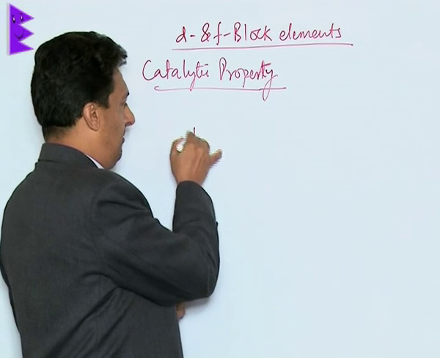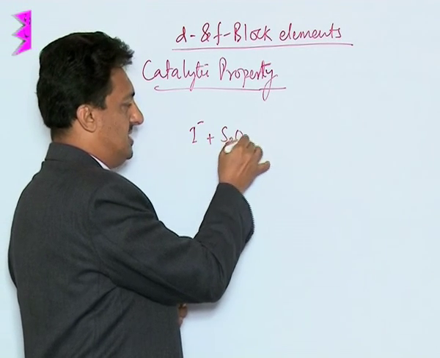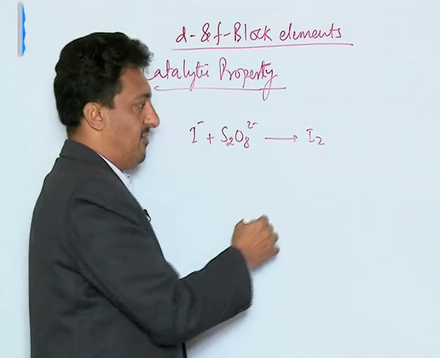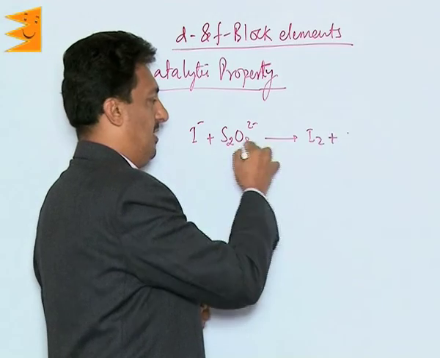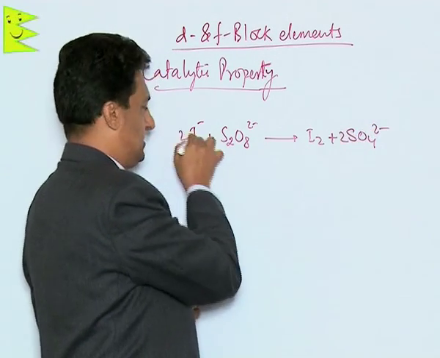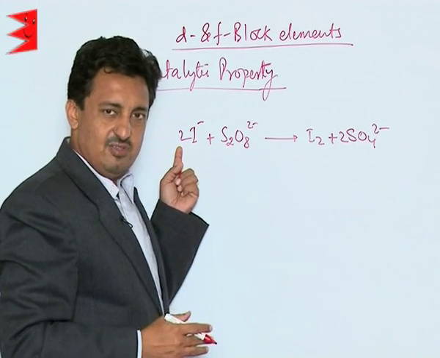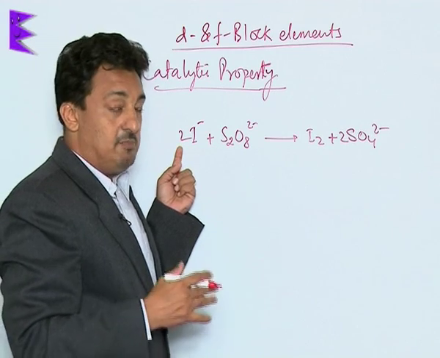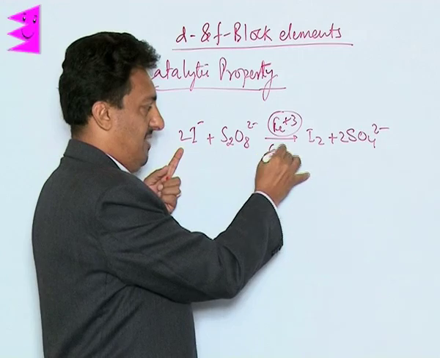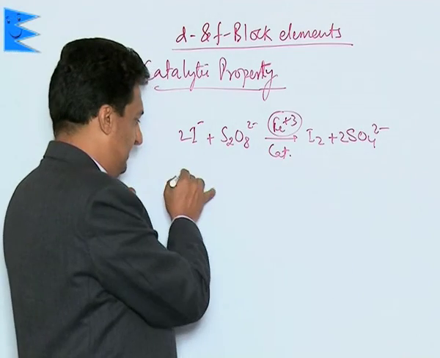Let's take a normal redox reaction between iodide ion and peroxydisulfate ion, in which iodide gets oxidized to iodine and peroxydisulfate gets reduced to sulfate. So it's like this. Now this normal redox reaction is kinetically slow, but it becomes very fast when it is allowed to take place in the presence of ferric ions, which act like a catalyst. How does it become fast? Let's see this.